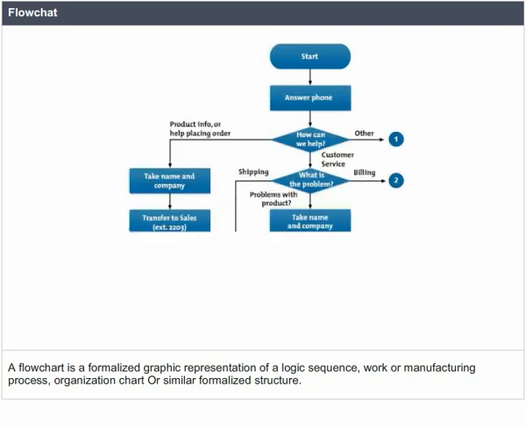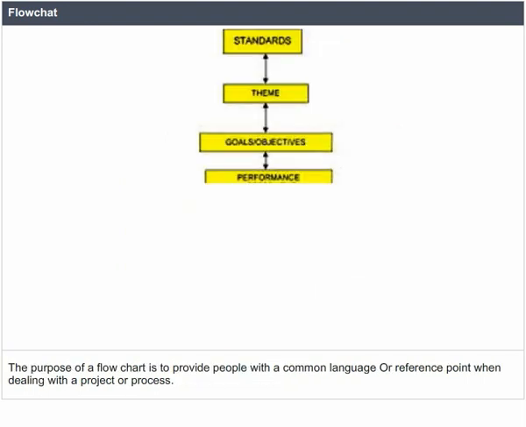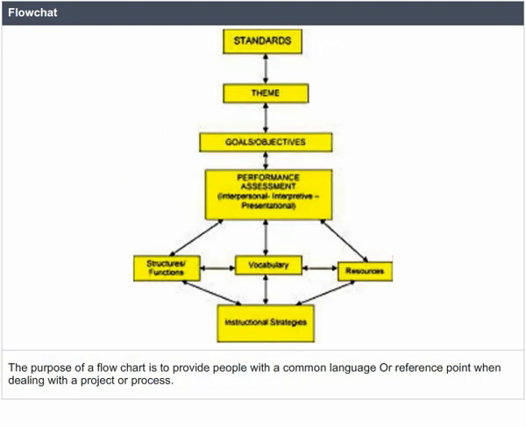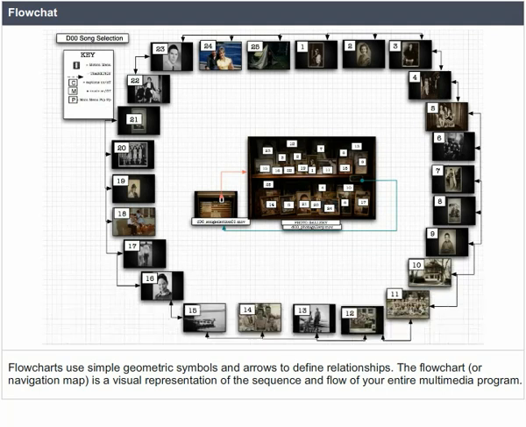Flow chart. A flow chart is a formalized graphic representation of a logic sequence, work or manufacturing process, organization chart, or similar formalized structure. The purpose of a flow chart is to provide people with a common language or reference point when dealing with the project or process. Flowcharts use simple geometric symbols and arrows to define relationships.